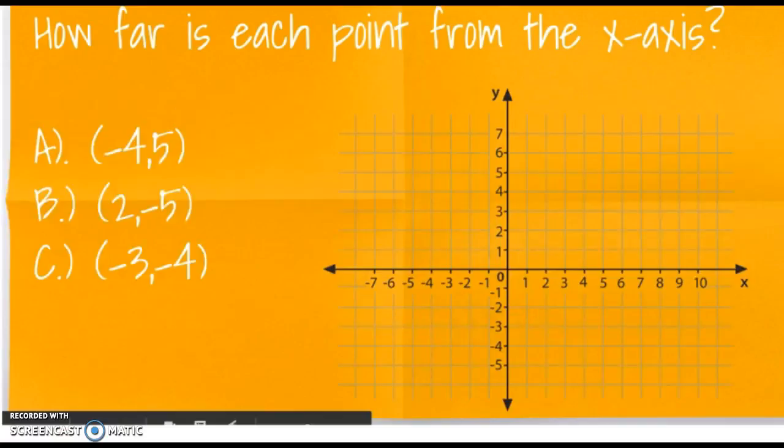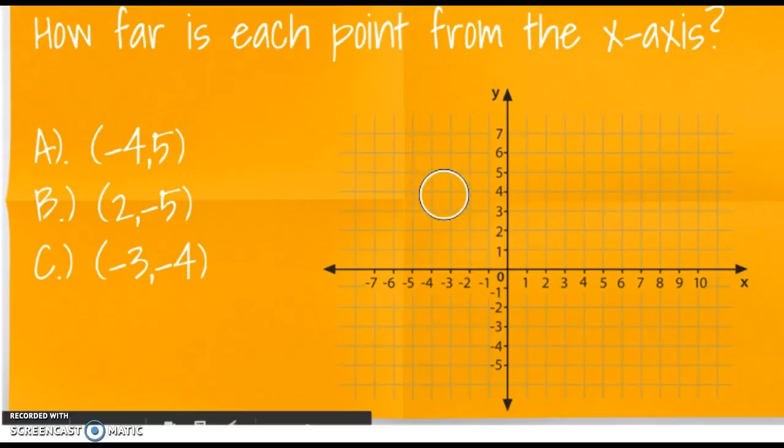All right, this one says, how far is each point from the x-axis? So we did a bunch of warm-up questions on this, so hopefully it's kind of making sense by now. But let's first graph these 3 points. So my first point is going to be at -4, 5. So I go over to -4, up to 5. My point is, ooh, that's a little bit off. All right, that's better. So our first point is at -4, 5.